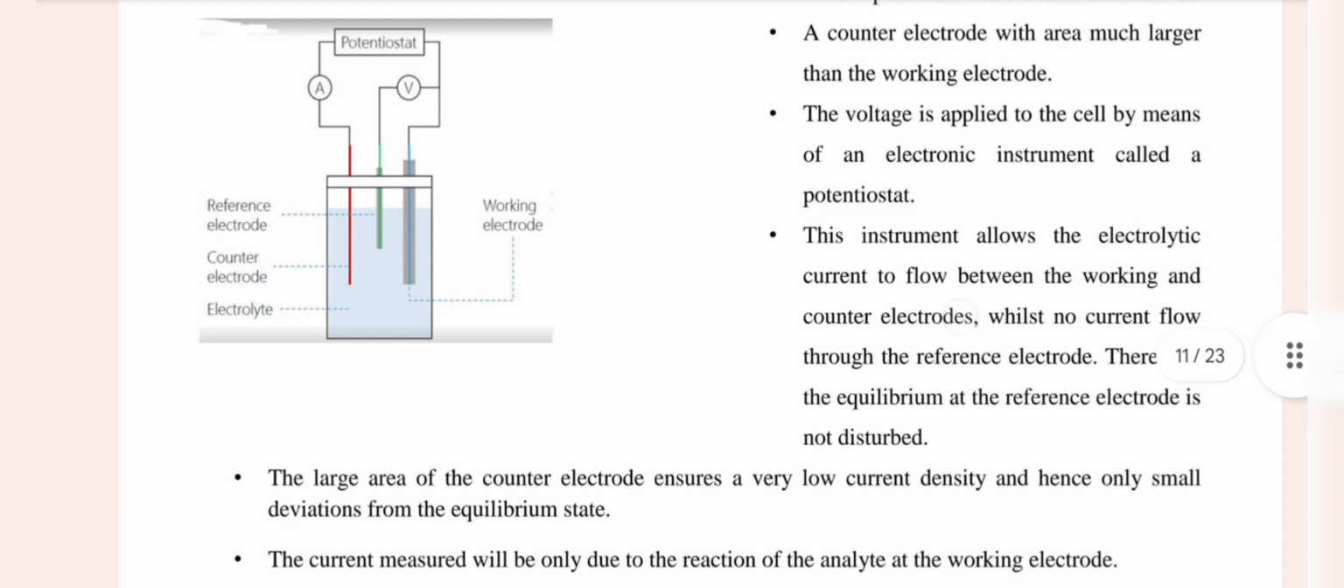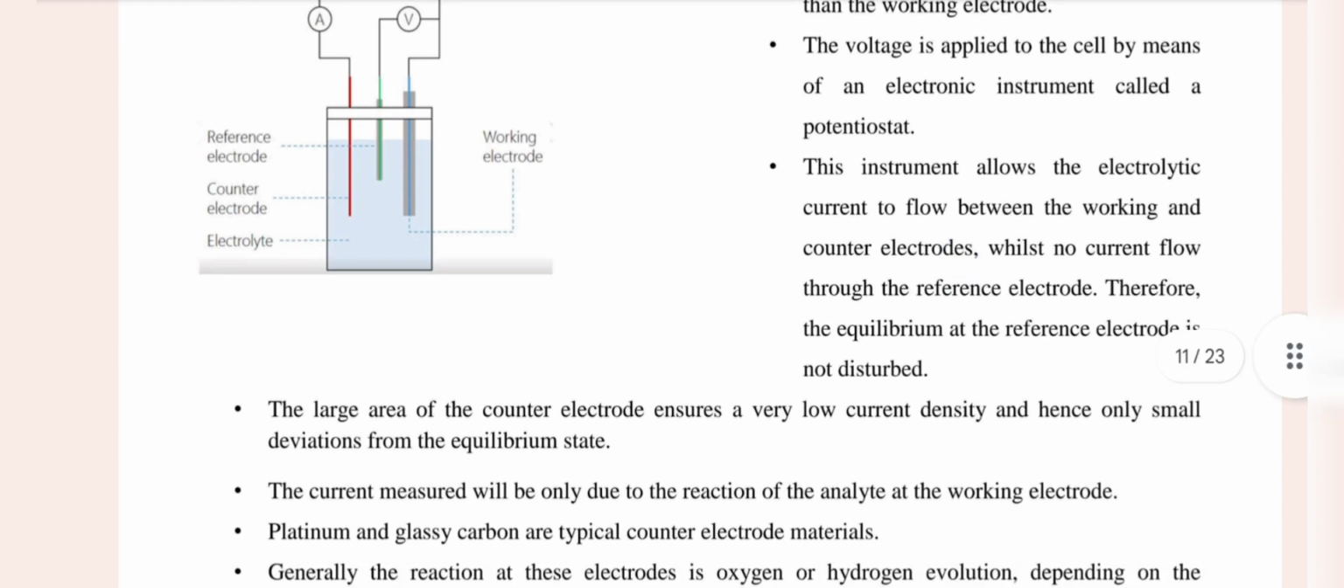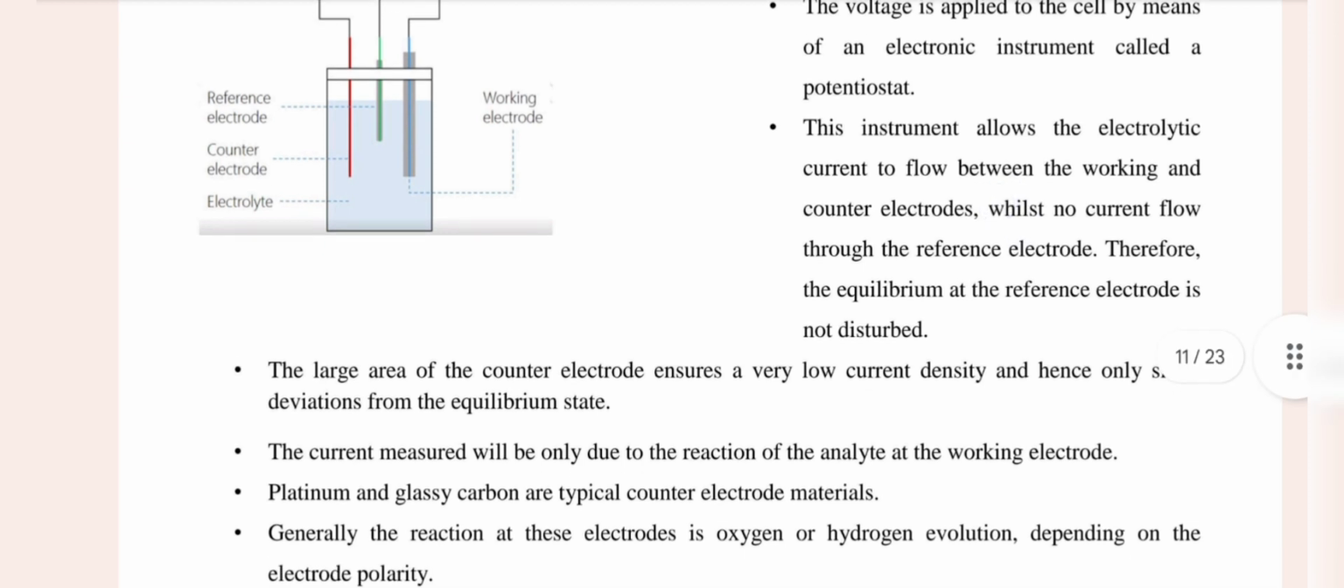Again, a current flows between the working electrode and the counter electrode, right? But the counter electrode area is very large, as I already mentioned. Since the area of the counter electrode is very high, its current density becomes very low, and hence there are only small deviations from the equilibrium state. So as no current flows through the reference electrode, and the current density is very small at the counter electrode, the measured current will only be due to the reaction of the analyte at the working electrode. So the produced current is directly proportional to the analyte concentration.